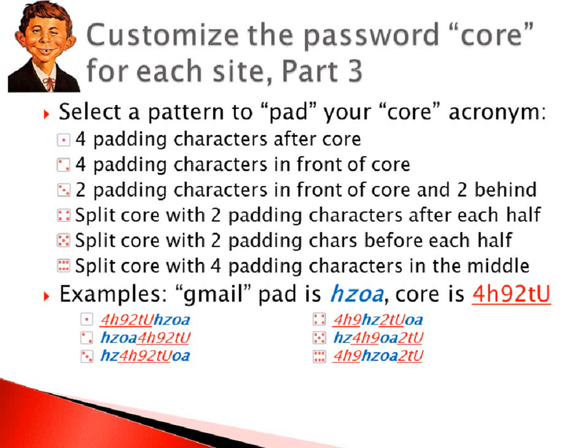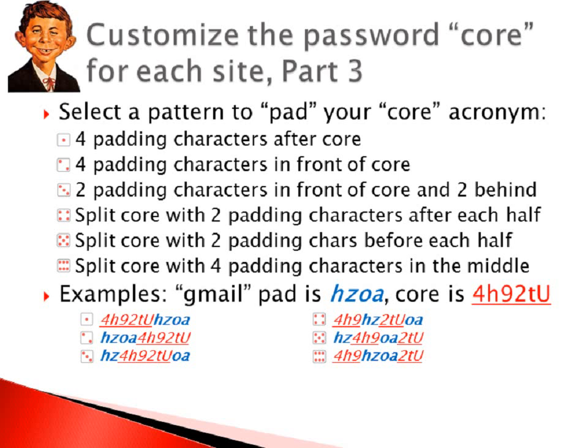You're going to come up with a pattern to pad your core acronym. So roll your die again, and look at the number that came up on it. Now, for this example, I'm just going to assume that I rolled a 1, which means that I'm going to put the 4 padding characters after my core. Remember, the padding characters use that keyboard transposition and the name of the site.